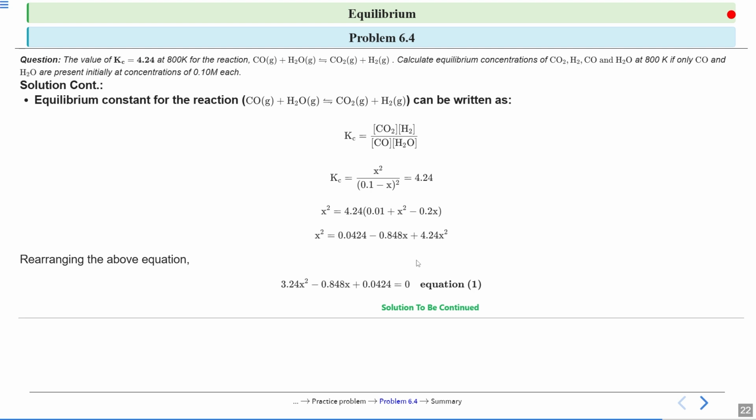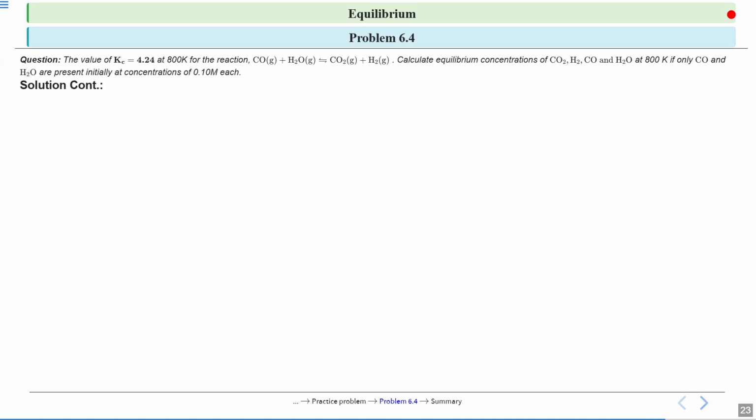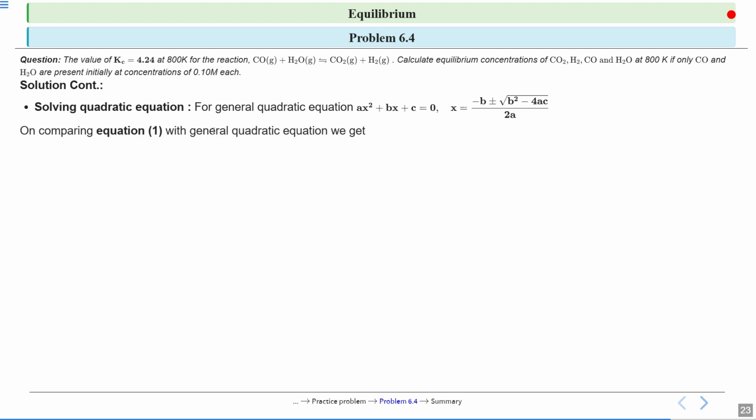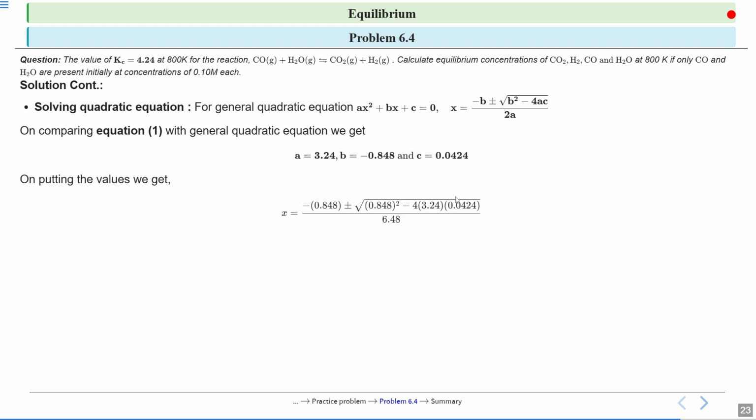Now how can we solve it? So there is a very short formula for it. If you have a quadratic equation, then you can solve it: x is equal to minus b plus minus root under b square minus 4ac divided by 2a. What are a, b and c? So a is the coefficient of x square, b is the coefficient of x, and c is your constant. If you compare it with equation number 1, the standard equation, you will get a as 3.24, b as minus 0.848 and c as 0.0424. Putting all of these values in the formula for x, you will get this whole equation. Now, just simplify this further to get two values of x.